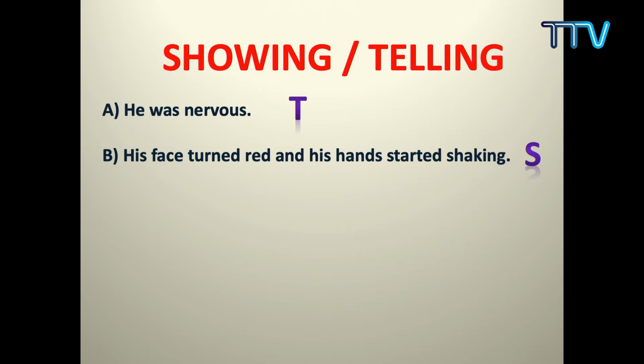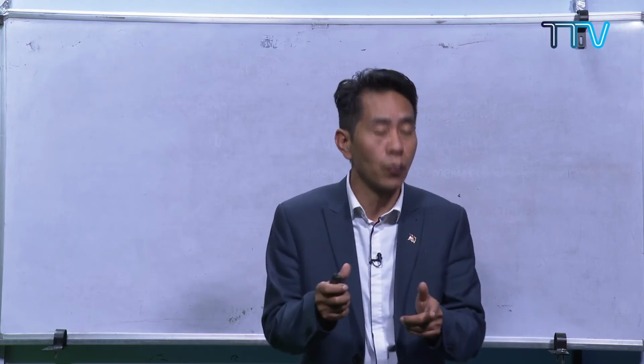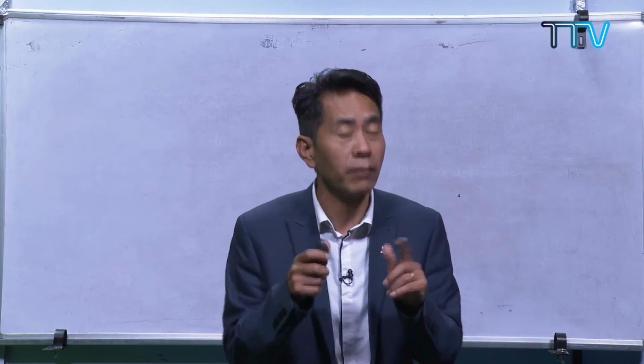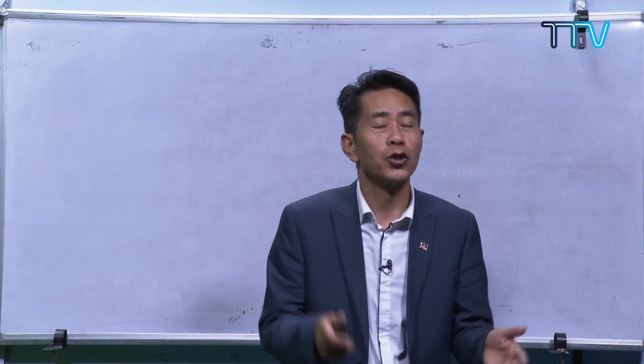Now, if you, as a writer, write "he was nervous," for you it may be nervous. So how can you prove that he was nervous for the sake of the readers? You have to show. Whether he was nervous or not depends upon the readers. The reader will come to the conclusion that he was nervous. Why? His face turned red and his hands were trembling, shaking. So that is the difference between showing and telling.